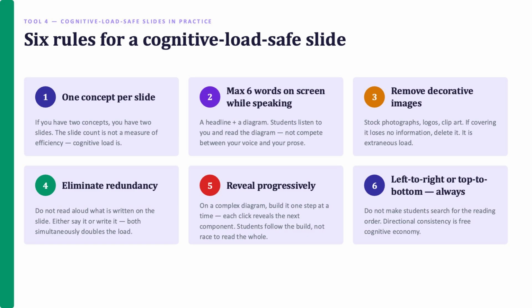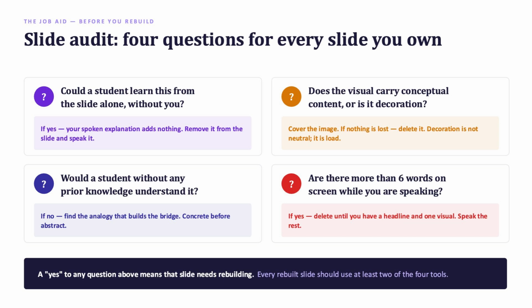And sixth, left to right or top to bottom, always. Do not make students search for the reading order. Directional consistency is free cognitive economy. This slide outlines a critical job aid for rebuilding your presentations, posing 4 essential questions to audit every slide.